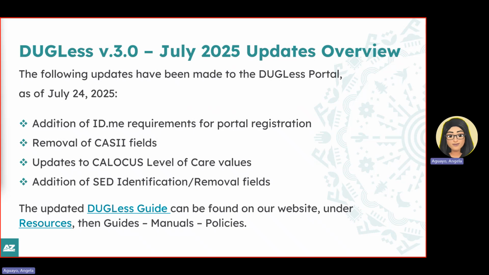We have also updated the DUGLess Guide, which can be found on our website under Resources, then Guides, Manuals, and Policies. This presentation and a PDF version of this presentation will be available under our DUGLess website under the Plans/Providers tab very soon.